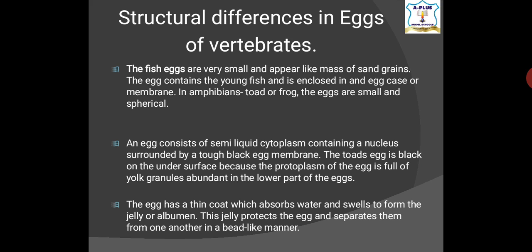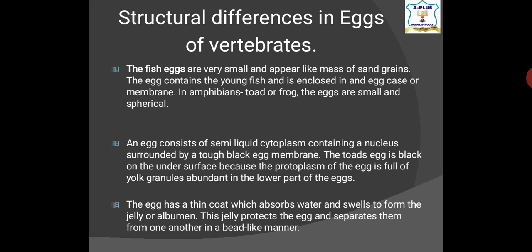That means there is a protoplasm full of what? Yolk granules, abundant at the lower part of the egg. That's why the base of the egg of a toad or of a frog is black in color. That's one of your objective questions. They can ask you why the base or the bottom part of the egg of a toad is black in color. You should be able to give the right answer to that.